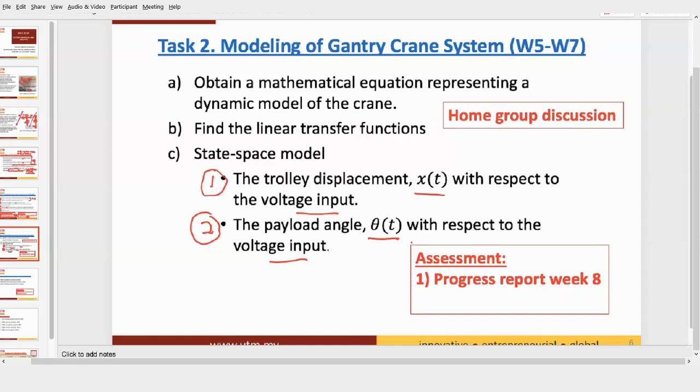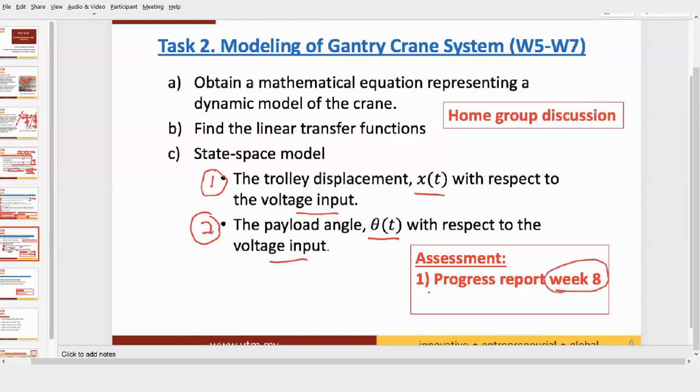I will set the range of the voltage for every group, so maybe you can get it randomly. This one we will give you after week 4 or week 5. At the end of week 7 or week 8, you need to submit the report.